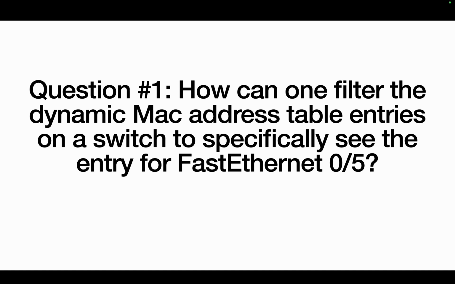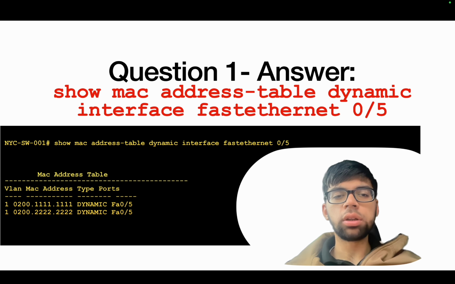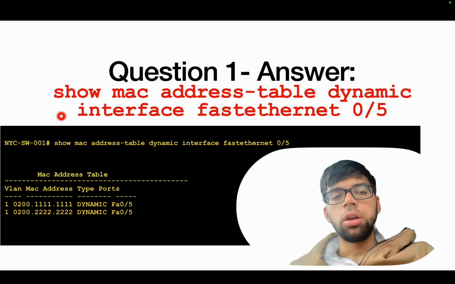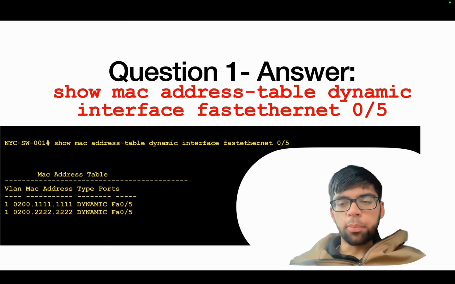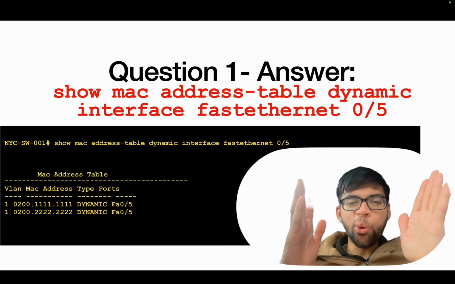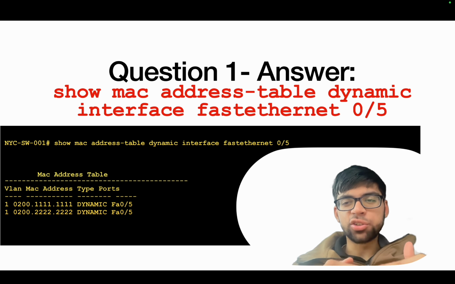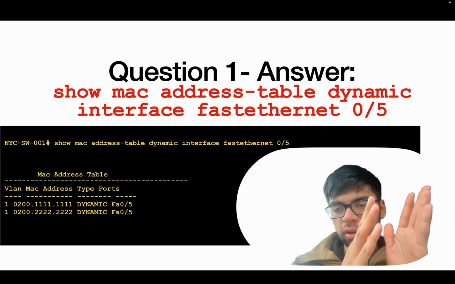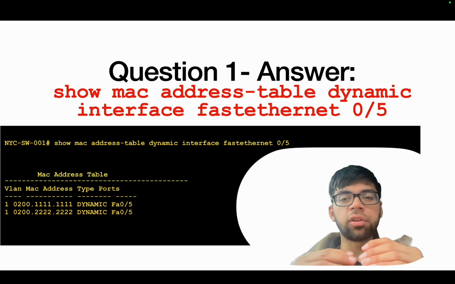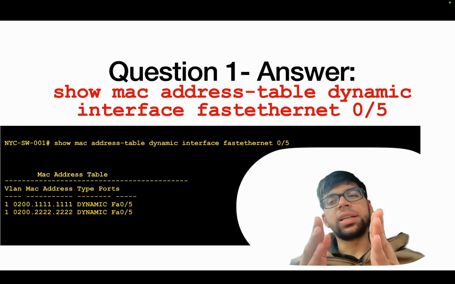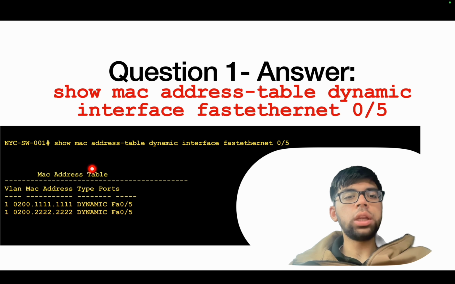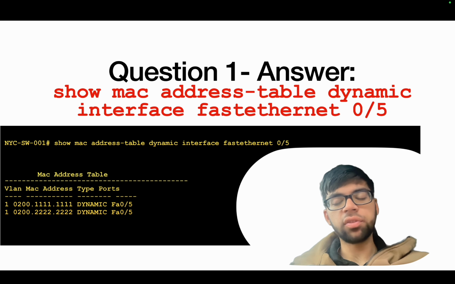So the answer is show mac address-table dynamic interface FastEthernet 0/5. It's very important to know the parameters. Firstly, show mac address-table is what we normally use to view a whole MAC address table. But now we want to filter that, so dynamic is specifically querying for dynamic entries, but we go even further now. So interface FastEthernet 0/5. We're specifying an interface, and we're saying the interface that we are interested in is FastEthernet 0/5. And so there we only get the result now for FastEthernet 0/5.